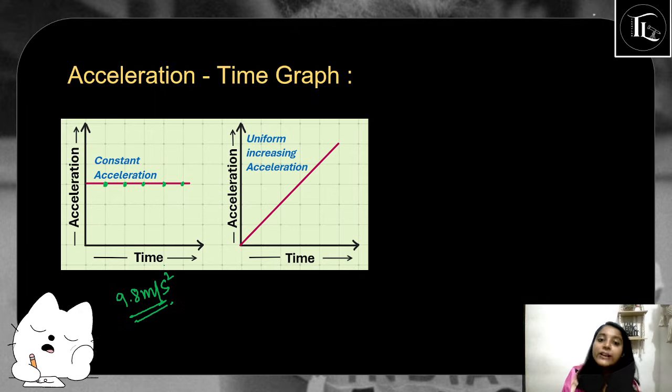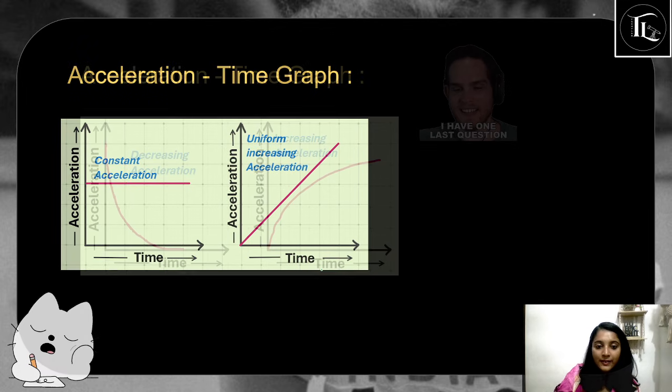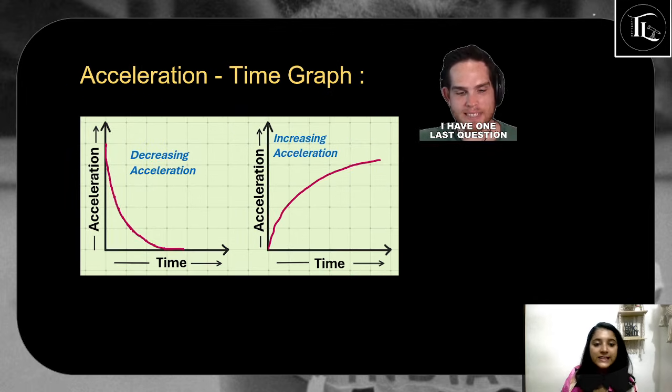So the body is moving in this case. Velocity is also increasing in this case, or decreasing in this case. Then we have acceleration, and you see acceleration is increasing with time. It's not constant. I hope this is clear. And these are two graphs, obviously decreasing acceleration and increasing acceleration. Both are examples of non-uniform motion here.